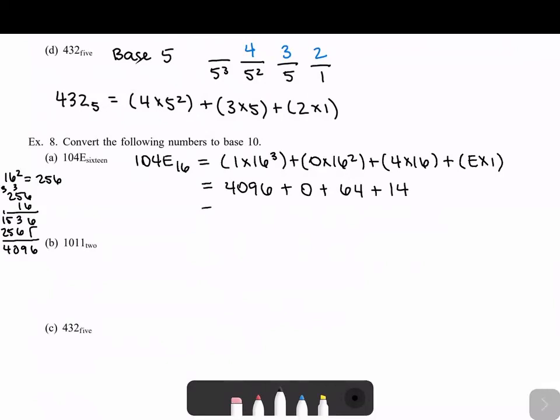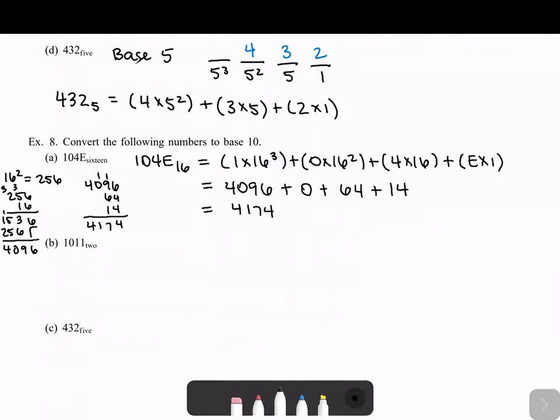And then we just add all of these things together. So again, if you can't do this in your head, that's fine. Just make sure you write out all of your scratch work to the side. So we're adding 4,096, 64, and 14. So in our ones place, we get 14. We carry the 1. In our tens place, we get 17 and carry the 1. And then we get 1, and then we get 4. So this is 4,174. Okay, so this is our converted number in base 10.